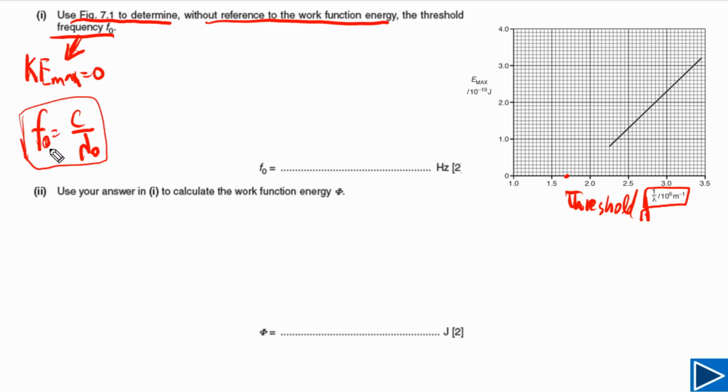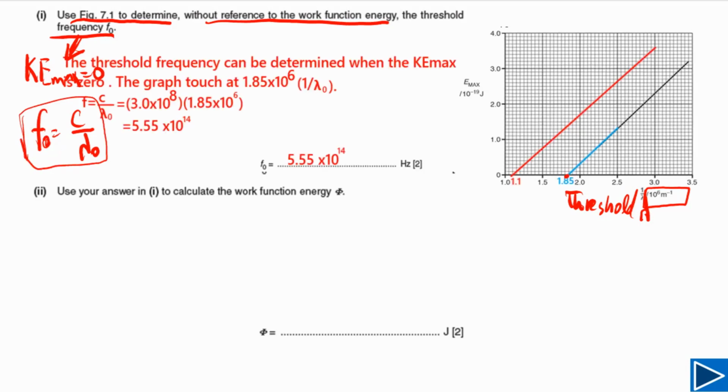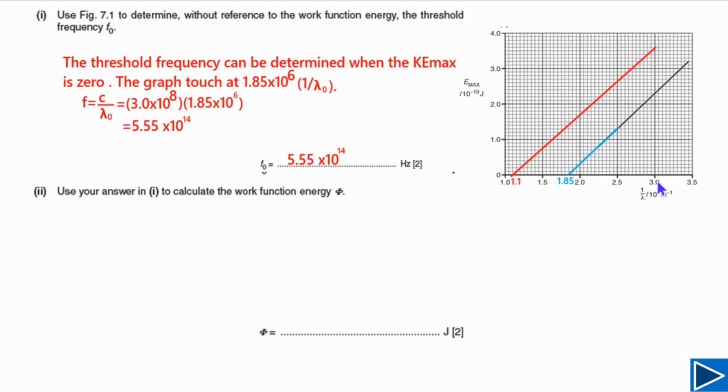And you can find out f naught. As you can see here, I have already drawn this line for you. So from this line, we have determined the value of the threshold wavelength. As you can see, 1 over lambda naught is equal to this. And we just plug in values, and this is our value of the threshold frequency.